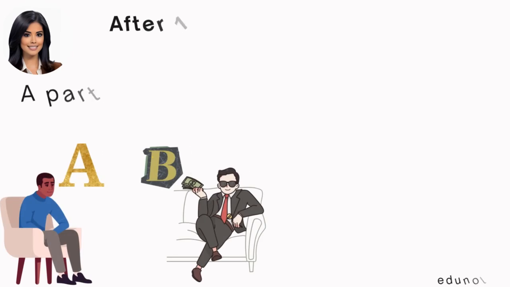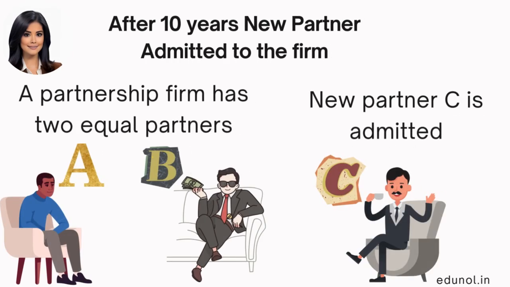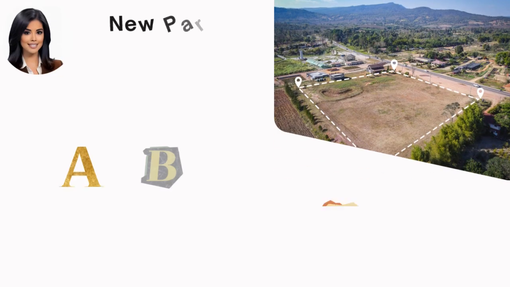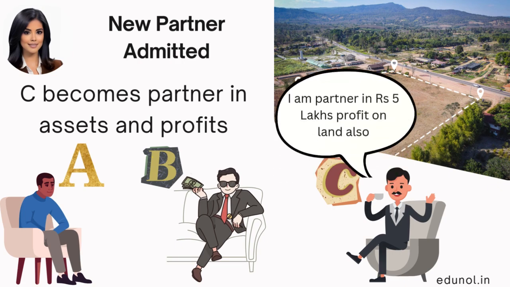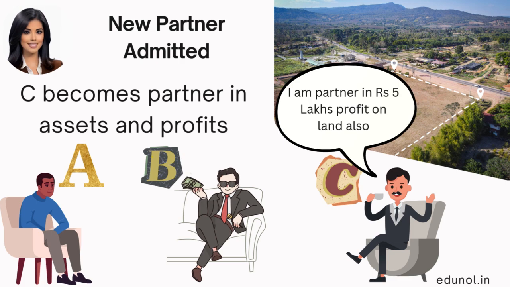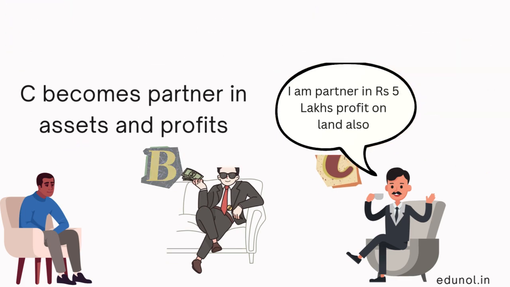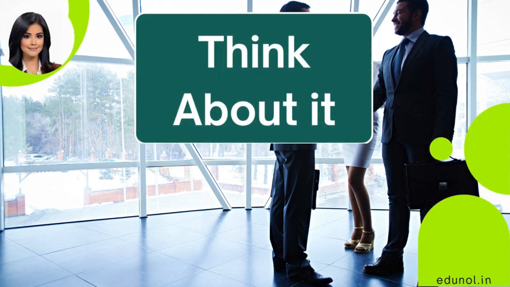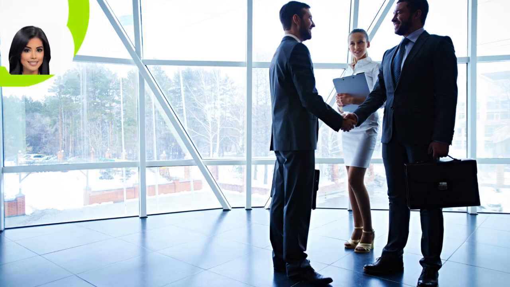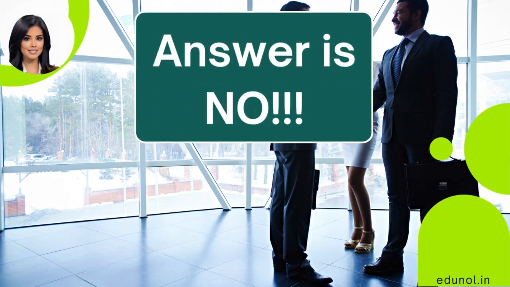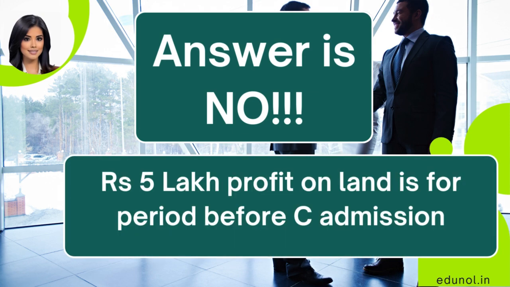Now suppose after 10 years a new partner, C, is admitted to the firm. From the date of admission, C will also become a partner in assets and profits of the firm. It means that C will also become a partner in the profit of 5 lakh rupees from the rise in value of land. Think about it. Is it correct to give share in 5 lakh rupees profit to C? The answer is no. Actually, the gain of 5 lakh rupees was generated before the admission of C. So he should not get any share from this gain.